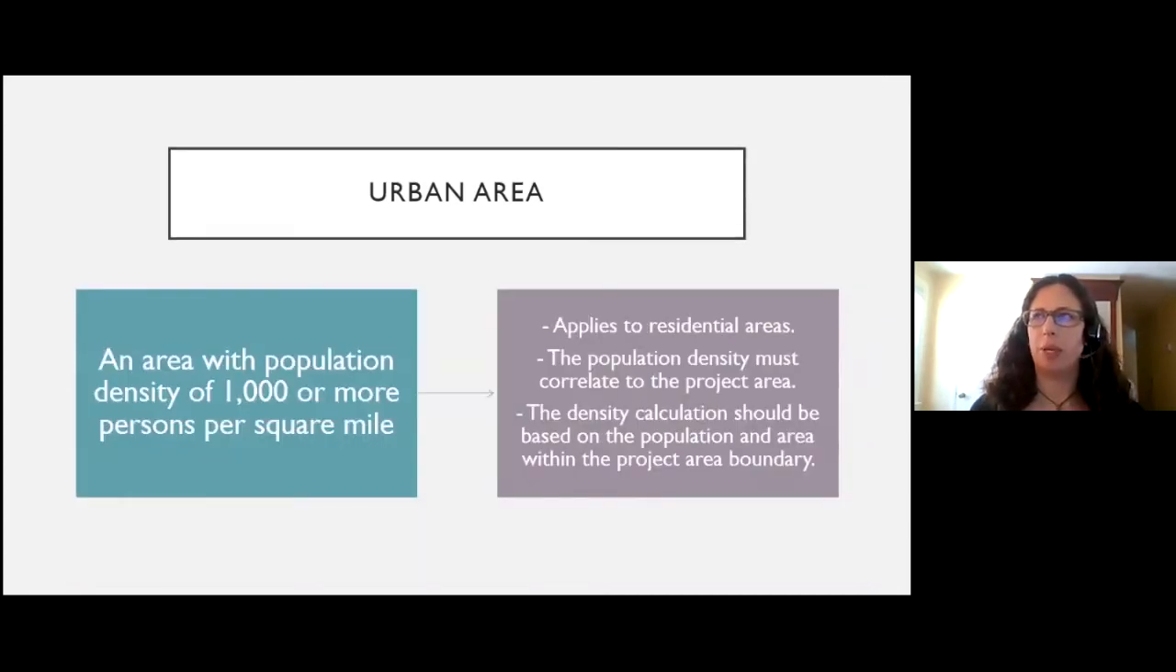So we'll go into a bit more detail. An area with a population density of 1,000 or more persons per square mile applies to residential areas. The population density must correlate to the project area. So if the project area covers only part of the governmental unit, then the density calculation should be based on the population and area within the project area boundary.